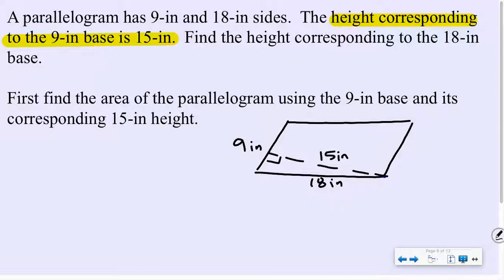Find the height that corresponds to the 18-inch side. So we're trying to find the one that makes a perpendicular with the 18-inch side. So if I start at this top left vertex and drop my perpendicular down there, I'm trying to find that height. You may want to make note of this, it's not on there. First, find the area of the parallelogram. That's the first thing you want to do.